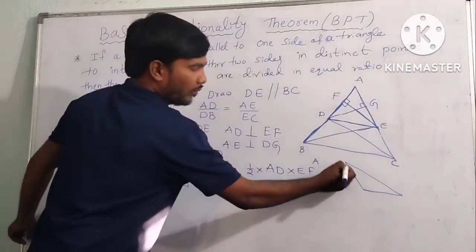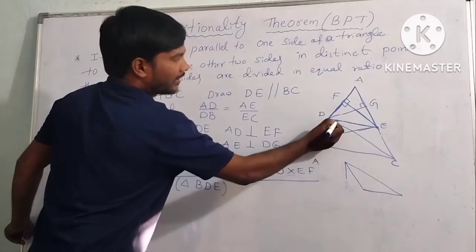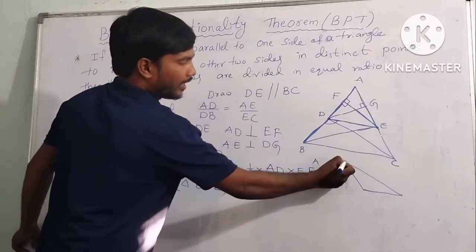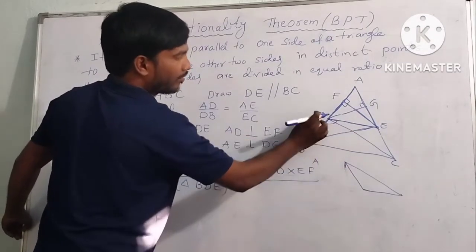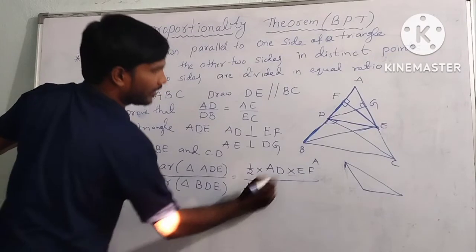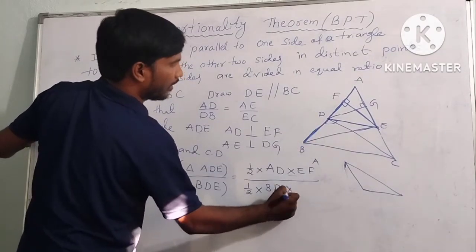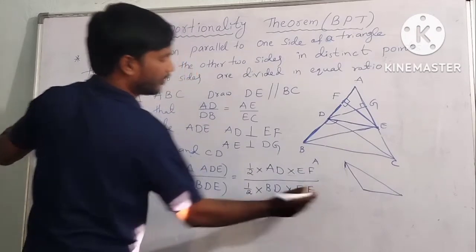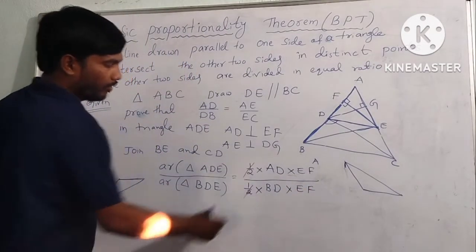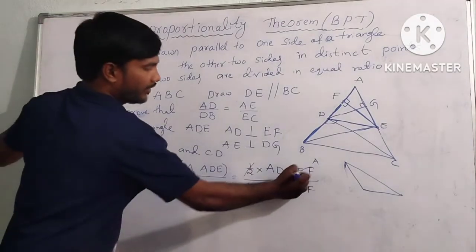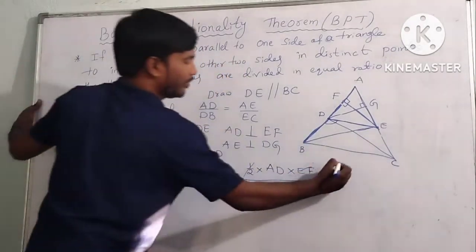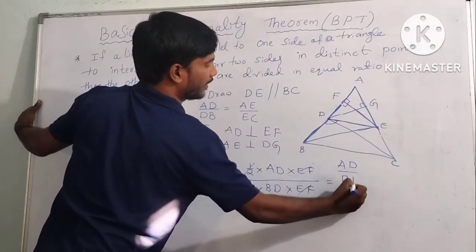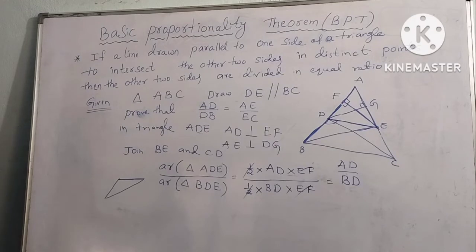How? Always the height of an obtuse angle triangle exists outside of the triangle. So what is the area of the BDE triangle? Same, half into base BD, height is EF. So here we can cancel half in the numerator, half in the denominator, EF in the numerator, EF in the denominator. Then what did we get finally? From the first situation we got AD by BD.